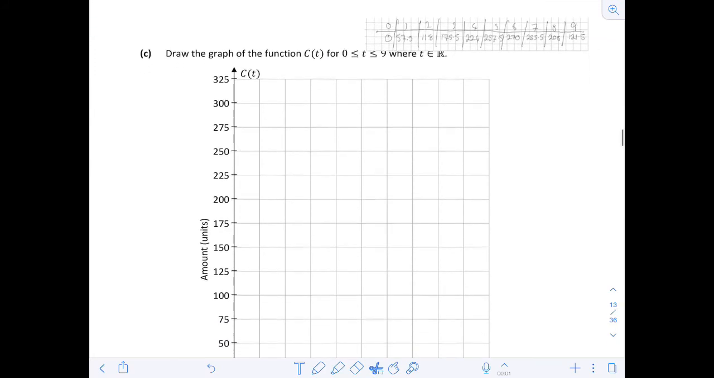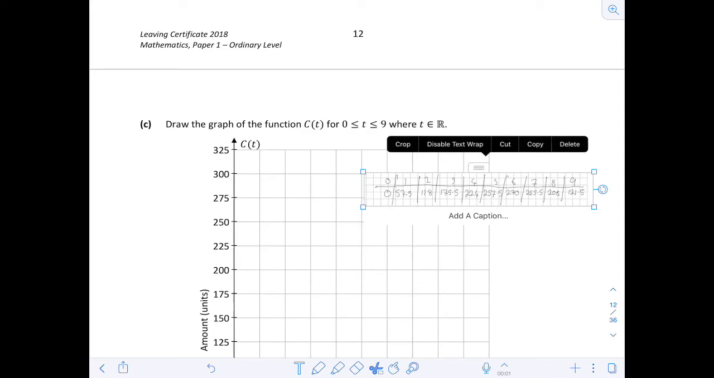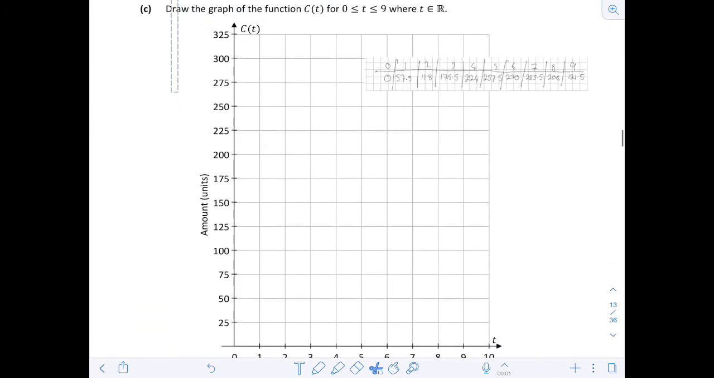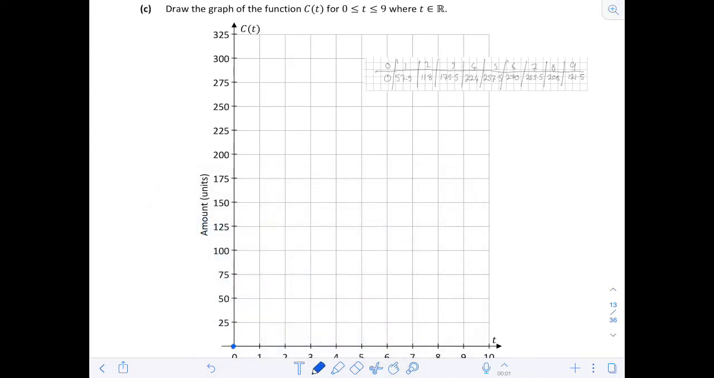Actually I could bring that down a tad, maybe down to there. Okay. So, first point is 0, 0. Let's put a biggish dot at 0, 0, so down there. And then we've 1 at 57.5. 57.5 is probably about there somewhere. 2 is 118, maybe about there. 3 is 175.5, so up there. 4 is 224, so up there.